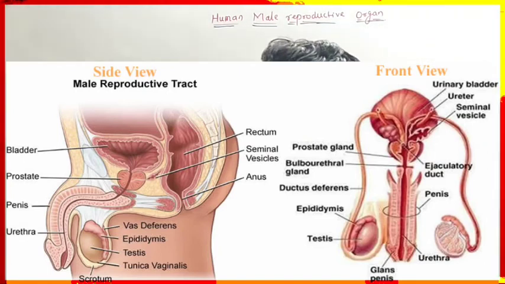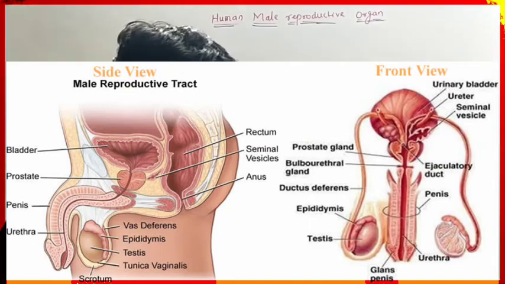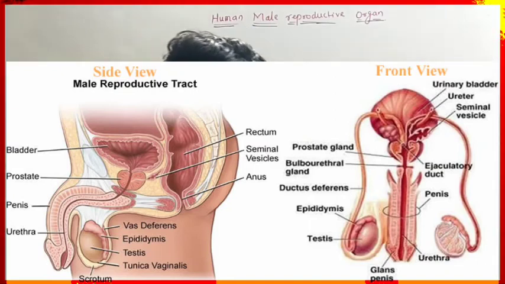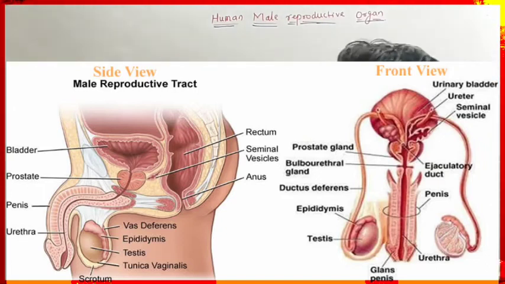Testes contain a large number of seminiferous tubules. They form the semen. The germinal epithelium present in the tubules divides by mitosis to produce the sperm. Sperm is nothing but the male germ cell. Those sperm cells are sent forward through the various tubules. These tubules help in the conduction, or we can say the transportation, of the semen to where it is to be ejaculated.